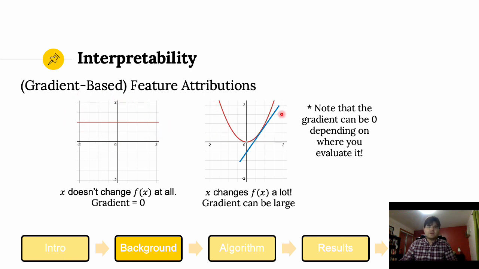On the right-hand side, we have a parabola, and for a parabola, the value of the function is clearly dependent on the value of the feature. So we would expect to have a positive or negative gradient. And indeed, that's exactly what we have. Note, though, that depending on where you take the gradient, you could also have a gradient of 0. This is an important limitation of gradient-based approaches.